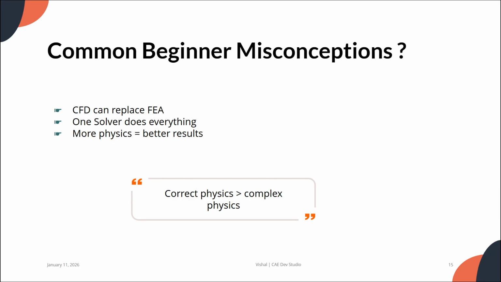If you try to do everything in one, it's nearly unmanageable to have one tool that works for all the problems. If you are dealing with only one tool, you can add more physics and then you will have a better result. As I said, correctness is more important than complexity. So people use correct physics rather than adding lots of complexity.